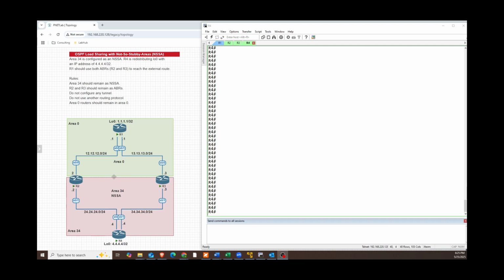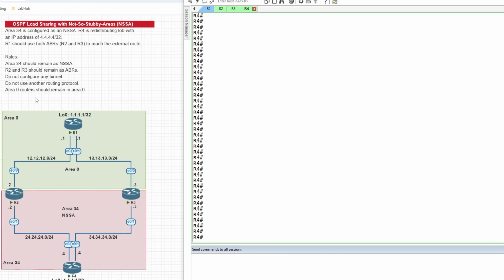So you can pause the video and look at how you would address this in the context of these constraints, which is: one, area 34 should remain as a Not-So-Stubby area. R2 and R3 should remain as ABRs, that is area border routers. We are not to configure any tunnels. We are not to use any other routing protocol. And routers in area 0 should remain in area 0.